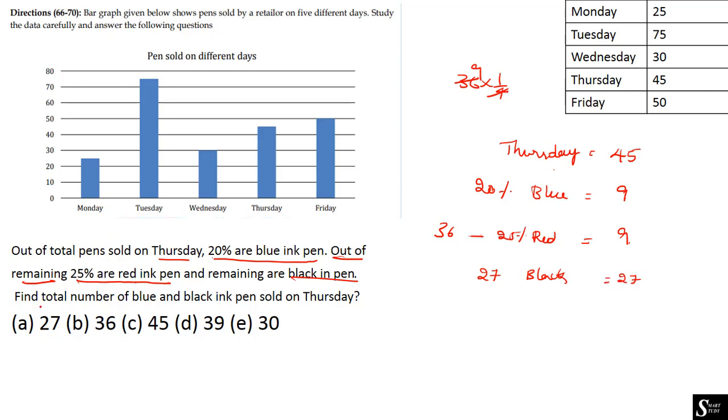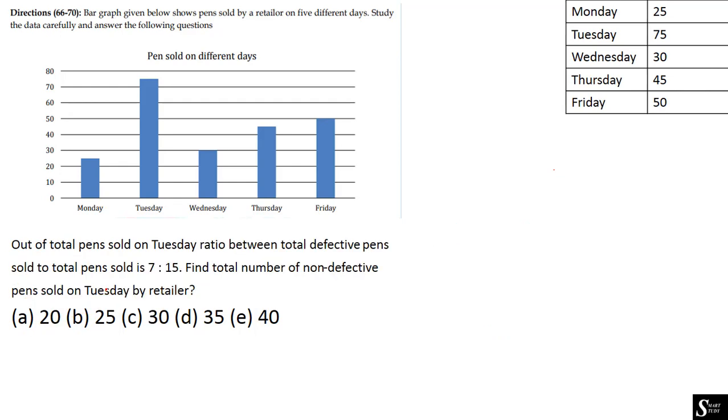So the last information here is, find total number of blue and black ink pens sold on Thursday. So we need to find out blue and black pens which are sold on Thursday. So it is 27 plus 9. 27 plus 9 would be equal to 36. That is nothing but option B should be our answer in this case. So let's check out the next question here.